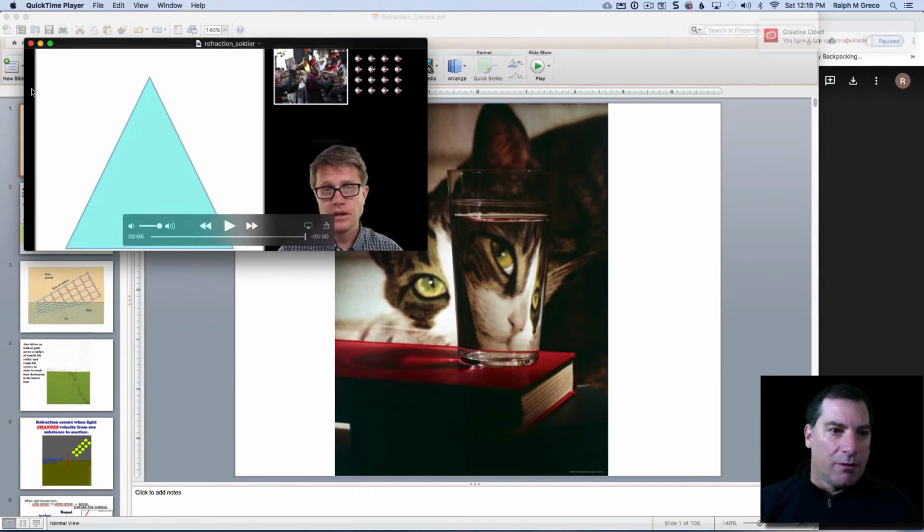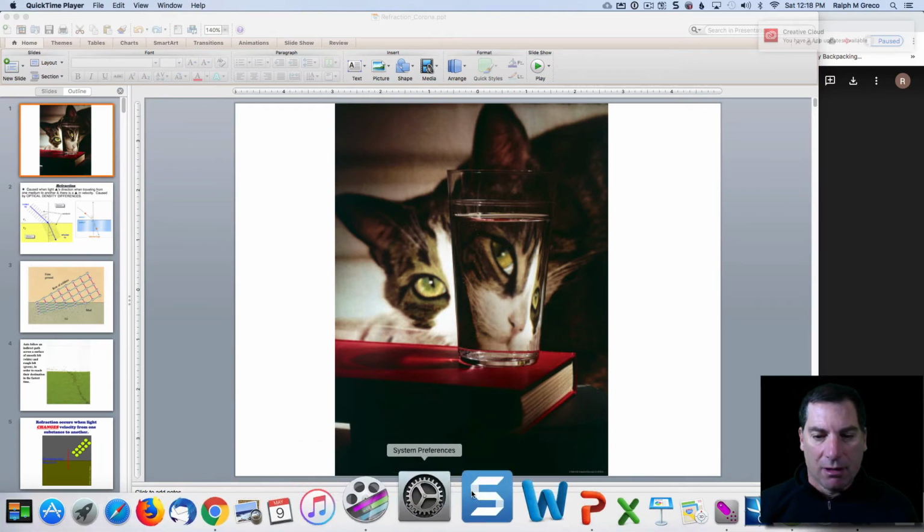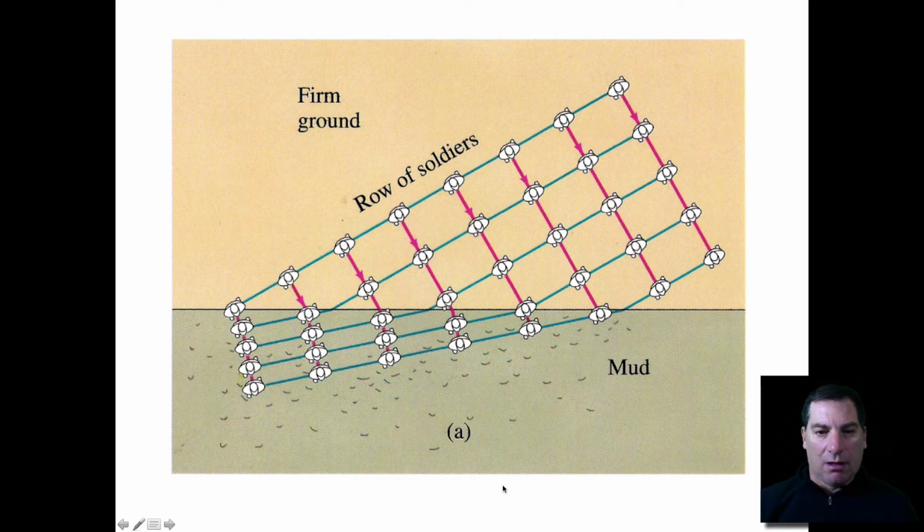So thank you, Mr. Anderson. There, you get a great example of a great explanation of how refraction works with soldiers. And so think of this all the time here, bending towards or away from the normal if you get stuck.